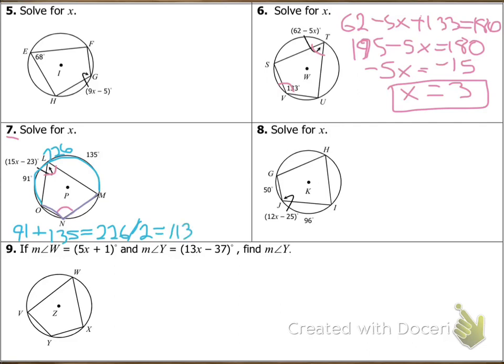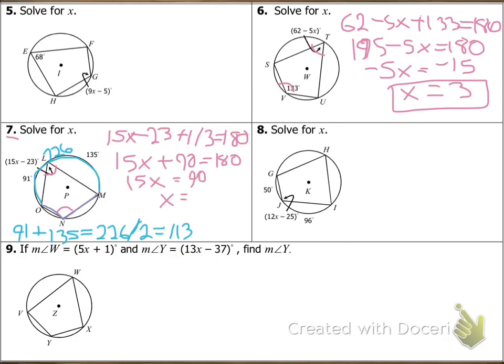Okay. So now I have the measures of the opposite angles. So add those together, set it equal to 180. So we're going to have 15x minus 23 plus 113 equals 180. So do a little bit of algebra. So we're going to have 15x, and then negative 23 plus 113 will be 90, and then equals 180. So now subtract the 90 from both sides, and you're going to have 15x equals 90. Divide by 15. X is going to be equal to 6. And we decided to solve for x, so we are done.